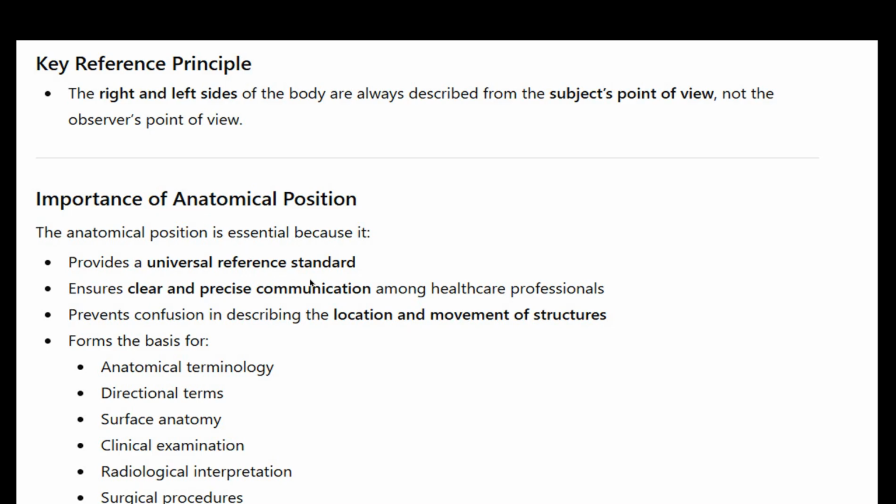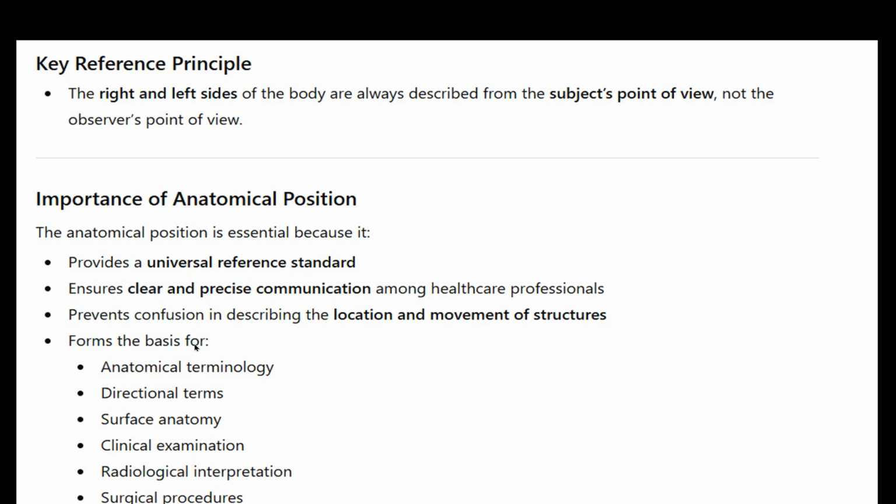Second thing, it ensures clear and precise communication among the healthcare professionals. Yes, this is also a very important point, that it clearly provides the communication in very simple terms. Then we have prevent confusion in describing the location and movement of the structure. So if you are following the proper standard of anatomical position, then there is no confusion in describing the location and the movement of the structure.